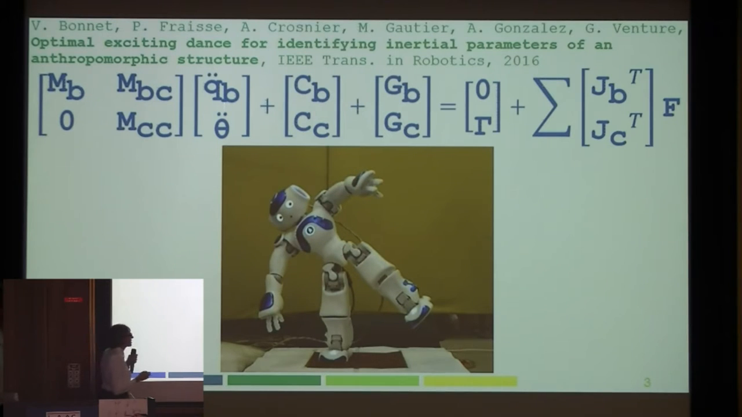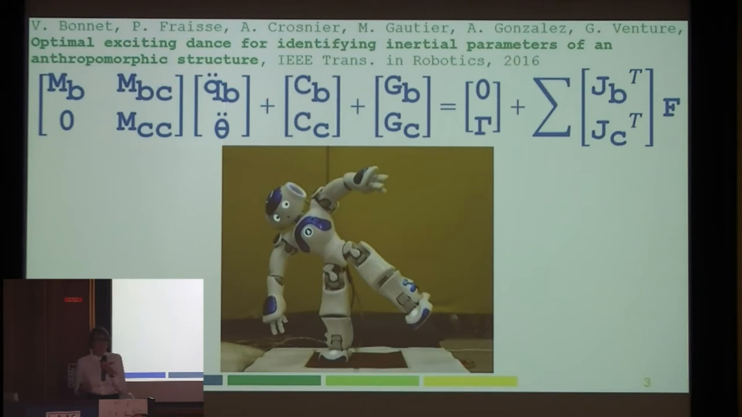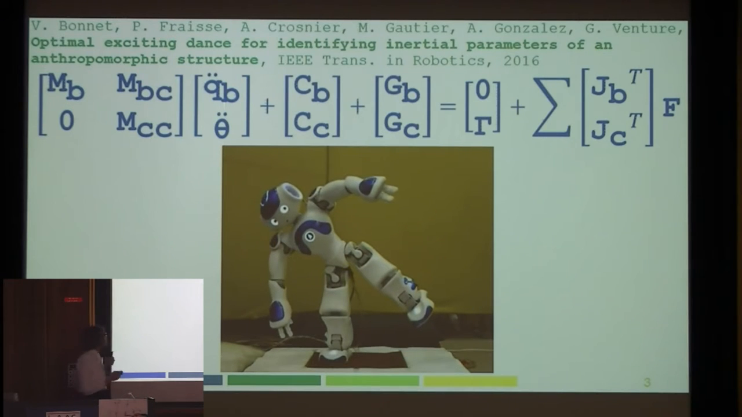And so here, what we have is our robot doing a self-generated motion for identification. And then when we do that, what do we actually need? What do we need to measure? When we want to know the dynamics of our system, and eventually the kinematics of our system, we need to measure part of the equation.